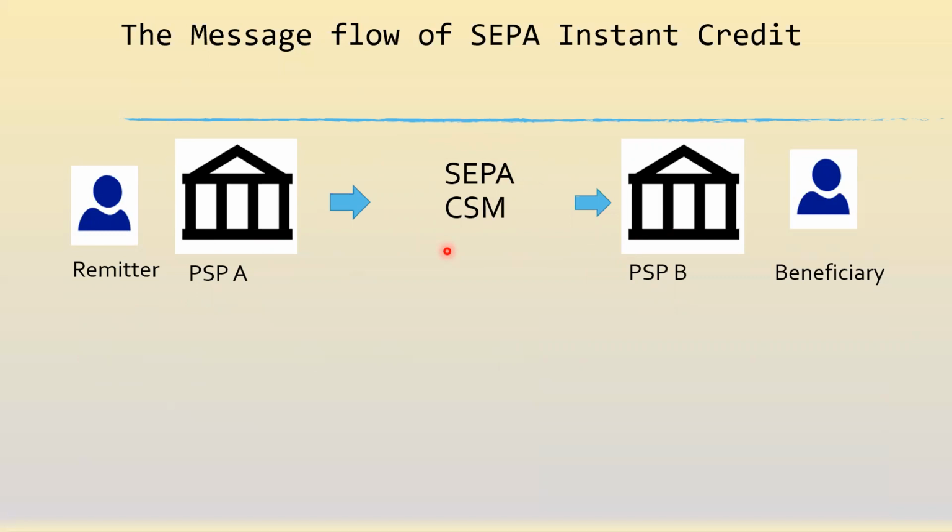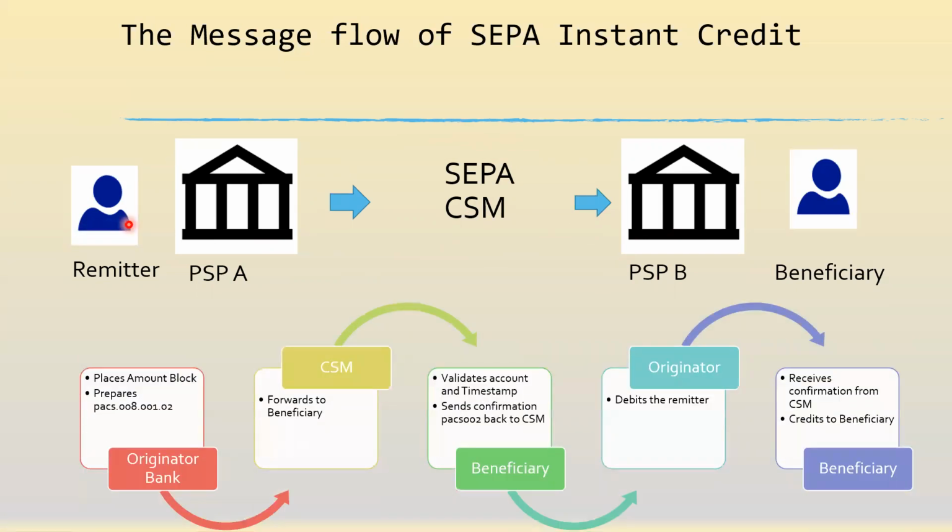So what does the message flow look like when the remitter initiates his payment? As soon as the remitter places a request with the PSP-A, PSP-A places an amount block for the transfer amount in his account. It also prepares a payment message, a PACS.008, which immediately gets pushed on to the CSM. The CSM transfers it to the CSM of the beneficiary bank or PSP.